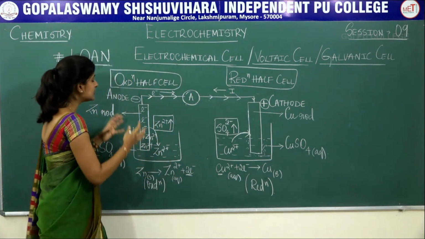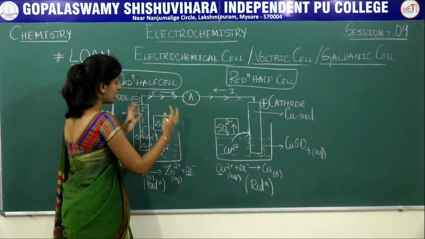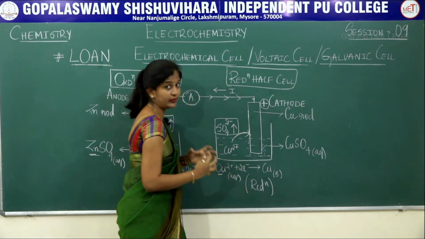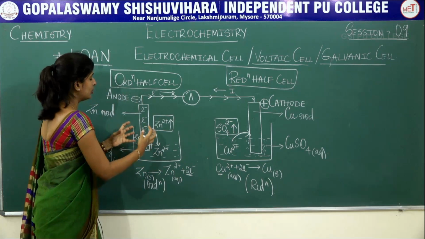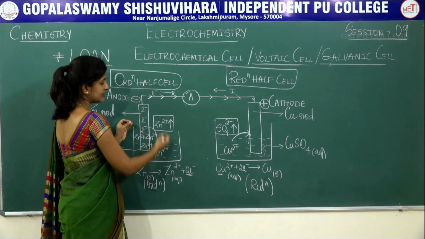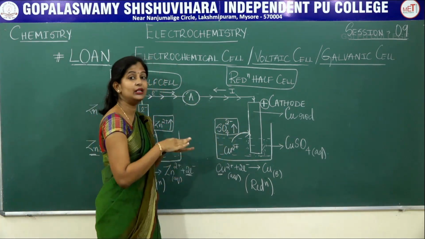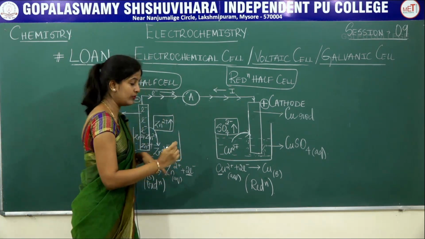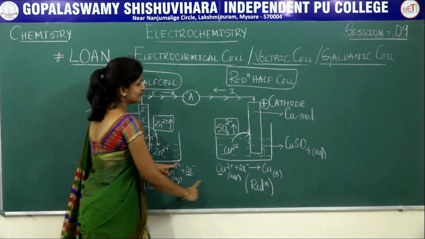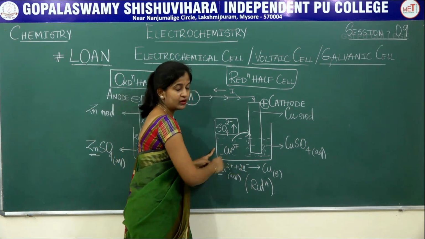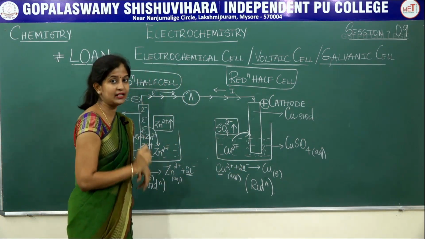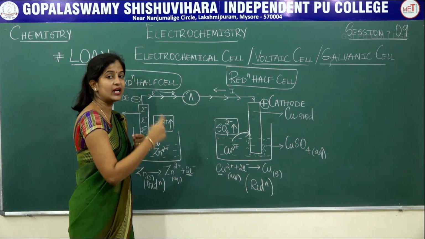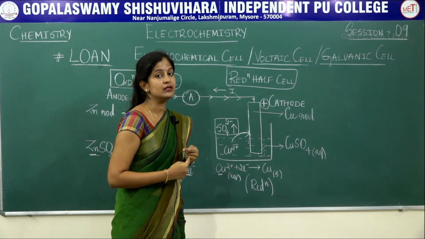So hence, this building up of charge in your oxidation half cell as well as your reduction half cell should be reduced. The ions that have been increasing here as well as here should be neutralized. That is, the electrical neutrality should be maintained in chamber 1 as well as in chamber 2. If electrical neutrality is maintained, obviously there will be an electron flow through the outer circuit and there will be a continuous electricity flow in your cell.